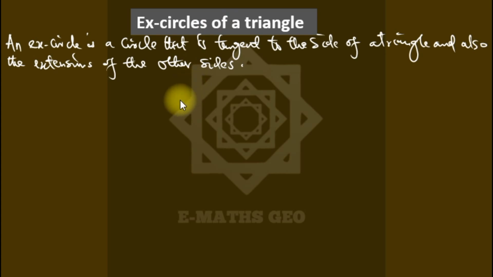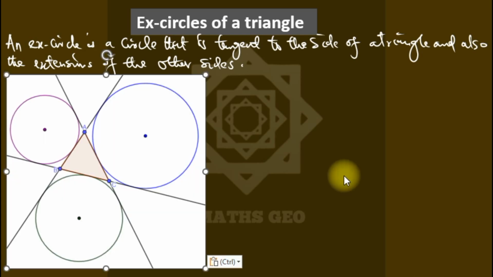So let's use a diagram, meaning that we'll have three excircles. Every triangle has three excircles. Do you see it? We have three circles, and each of them is tangent to the side of a triangle and also to the extension if we extend the other two sides. So that's what we call an excircle.